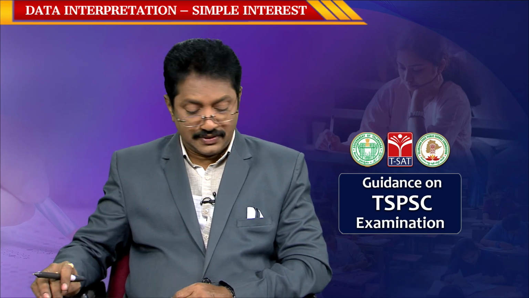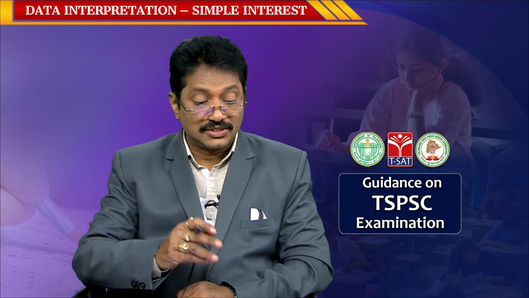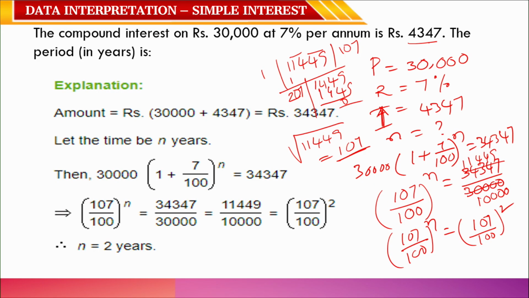Okay. Now, we will see. So, how many years he lent for the amount of 30,000. So, it becomes 34,347, our interest will be 4,347 for 2 years, clear.